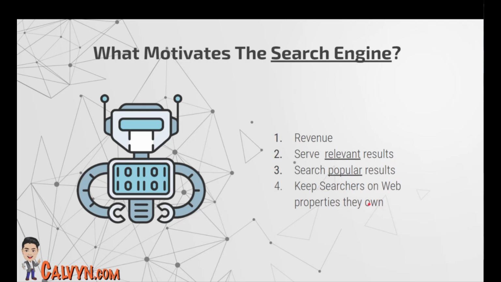So for example, they will show you video in YouTube. When you go to Google and search for something, they will show you the video in YouTube, because why? YouTube is their own property as well. They want to keep you in their own property.